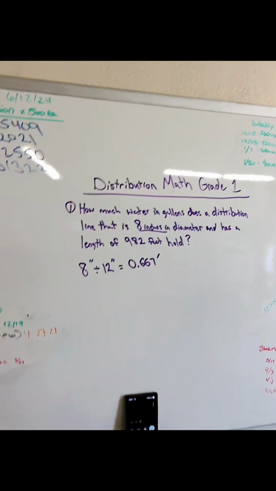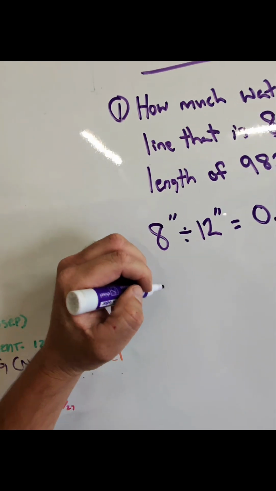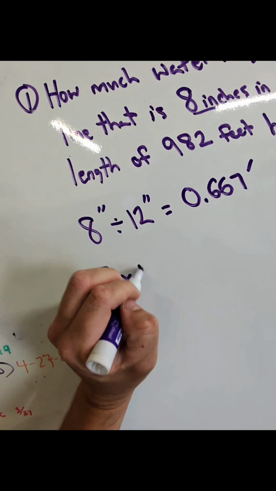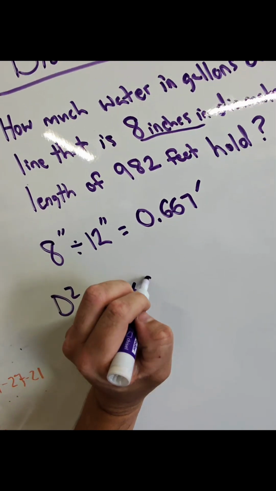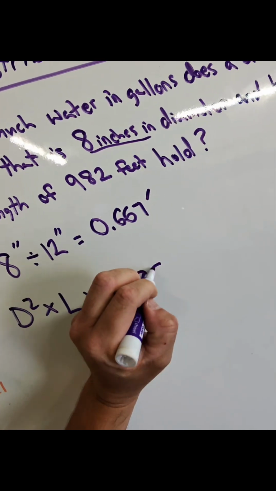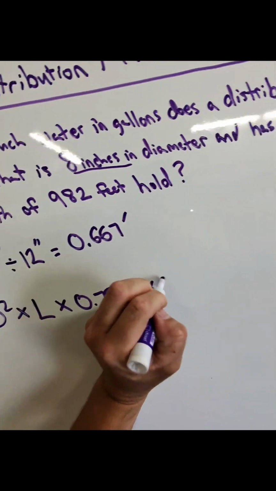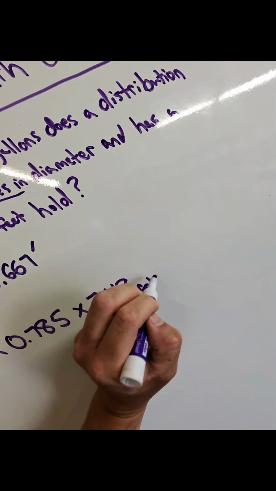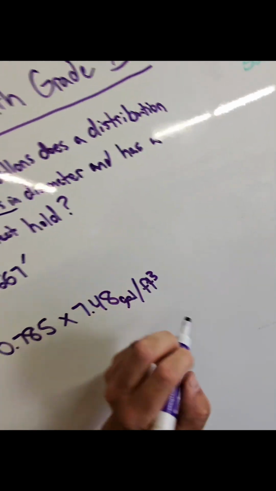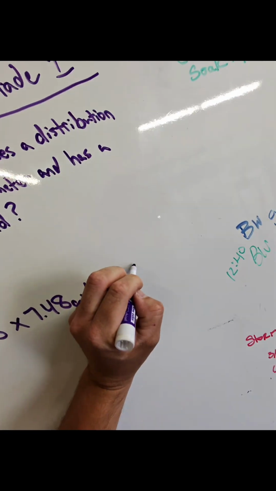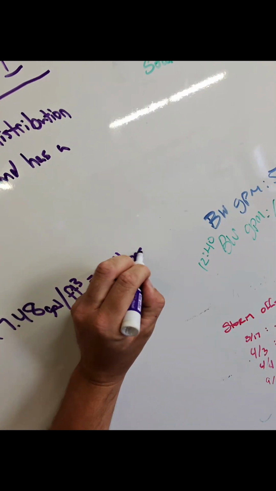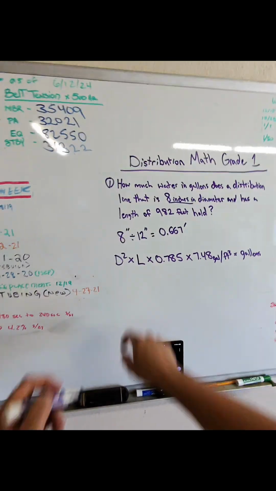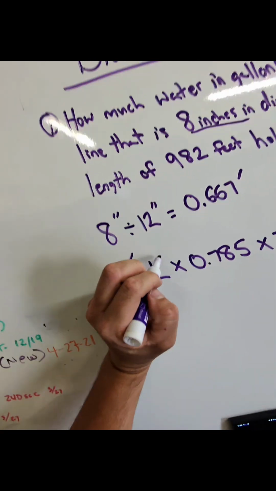Now that everything is in feet, the formula to find out the volume of a cylinder is diameter squared times length times 0.785 times 7.48 gallons per cubic foot equals gallons. So we now have a diameter and it needs to be in feet. So it's diameter squared in feet, length in feet.